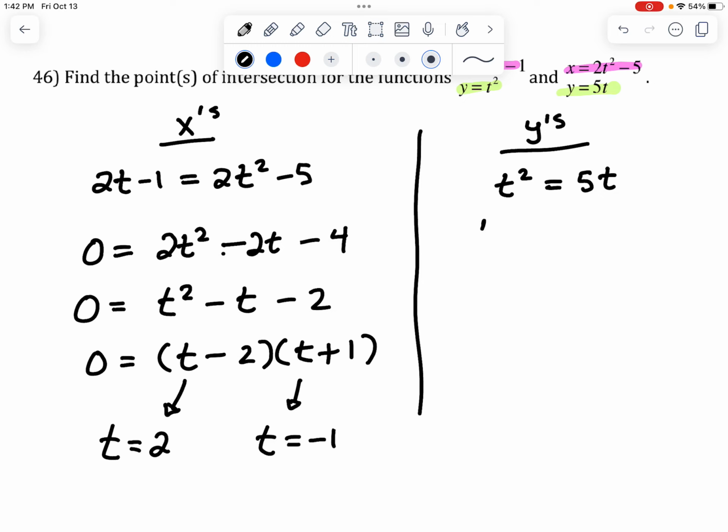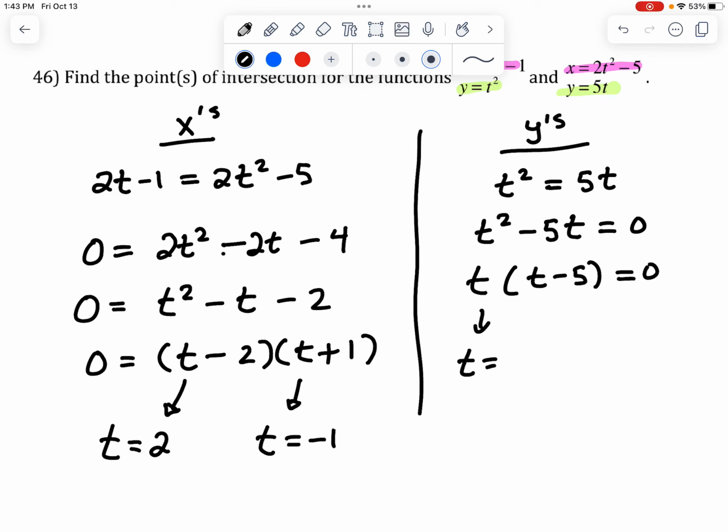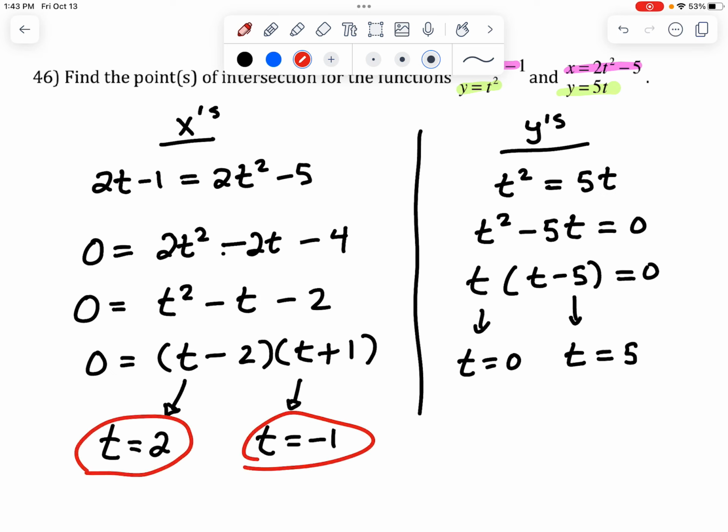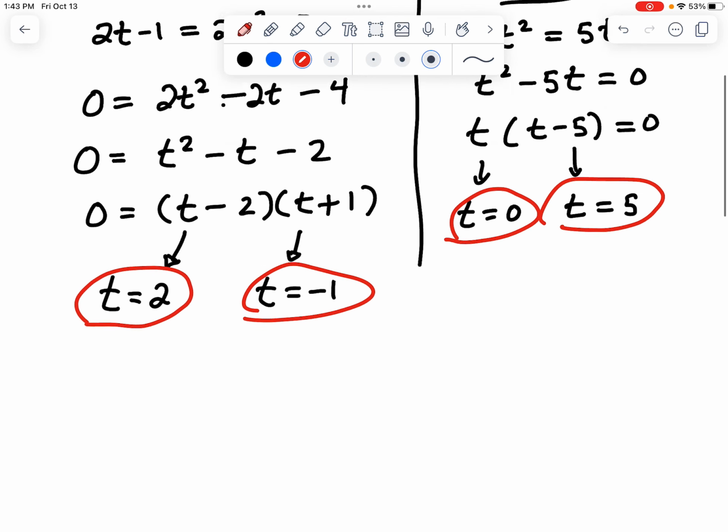Now move over to the y values, and I can move the 5t over and factor out a t. And then we would get t equals 0, and this one would give us t equals 5. And none of these t values are the same, so that means that there is no point in time when the two functions get to the same place at the same time.